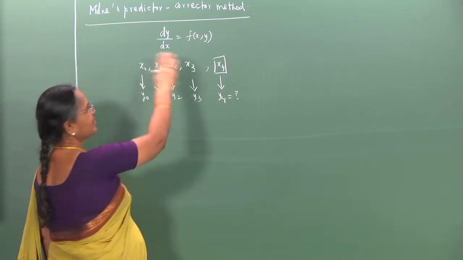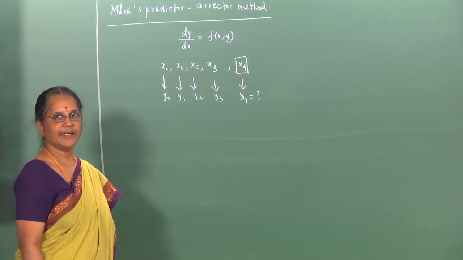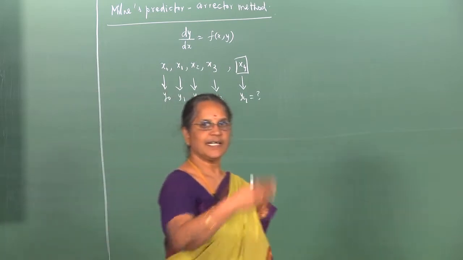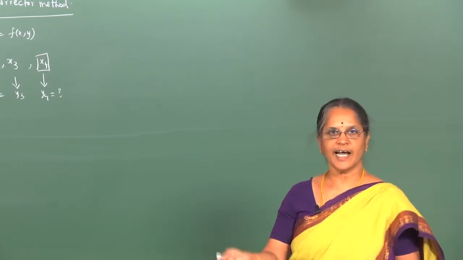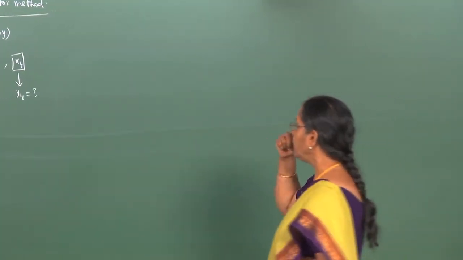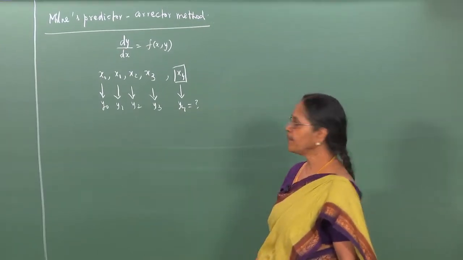So, under this assumption we develop Milne's multi-step method and also derive another multi-step method, and we will see how these two multi-step methods can be considered as a predictor-corrector pair for computing solution at the point x4, namely y4.